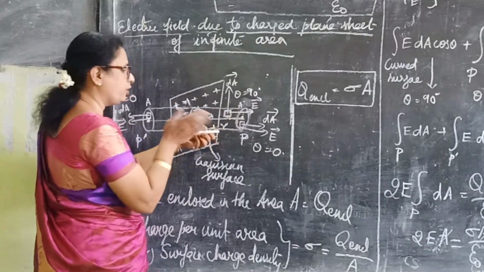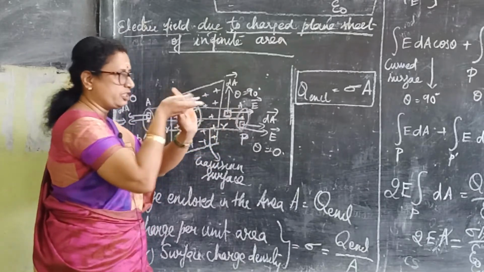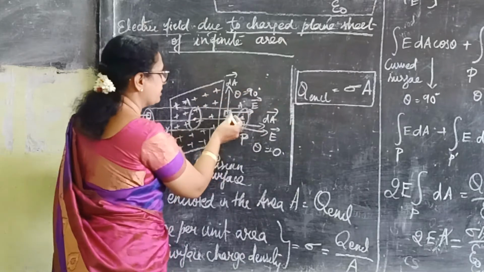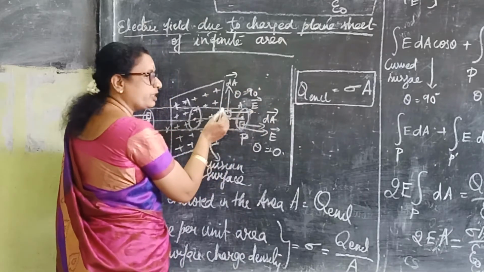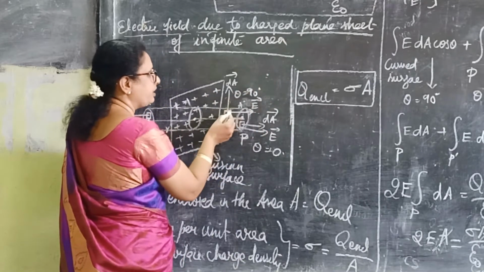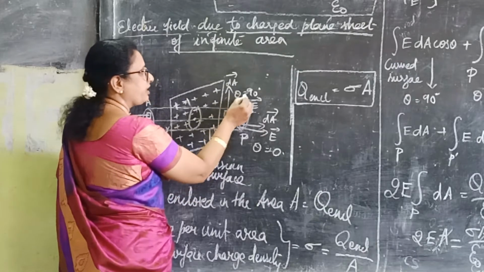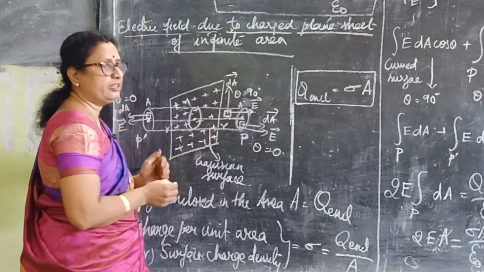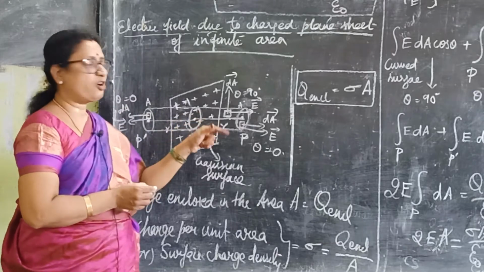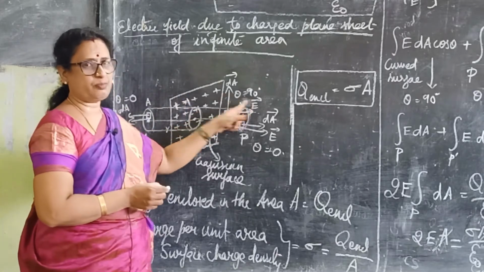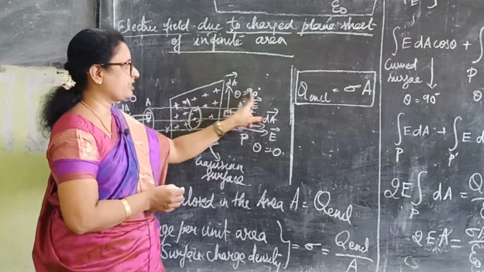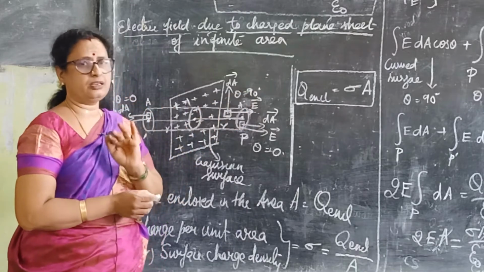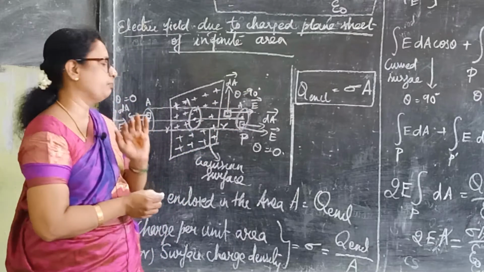E, as you all know, this is the plane sheet, E will always be acting outwards like this. So, in this case, the angle between the E vector and dA vector is theta equal to 90 degrees. In the previous case, we got theta 0 for the curved surface, but in this case, we are getting theta equal to 90 degrees. You should compare and learn, children, then only you won't make any mistakes.